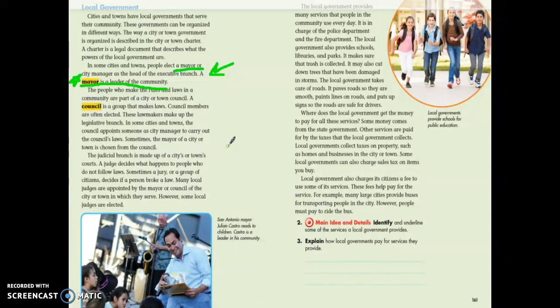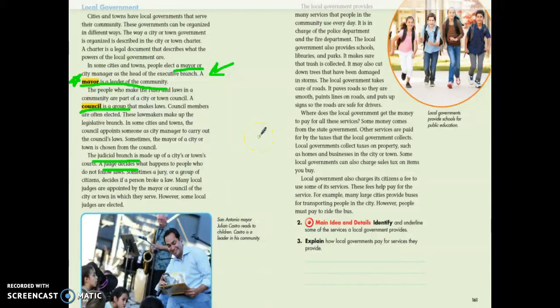Okay, so that kind of explains how local government is organized. It's a lot like the national government. We have three branches. We have our executive branch, that's the mayor. He's the leader of the local government, so he would be the leader of a town or community. The city council would be like your legislative branch. They are the ones that make the laws. And then the judicial branch is made up of judges. Okay, and judges help decide the consequences when people break the laws.